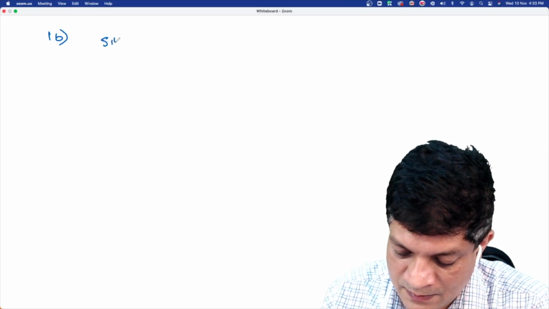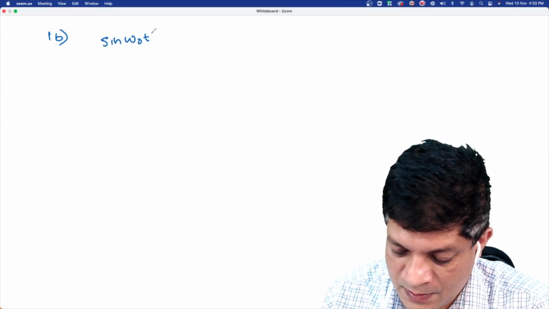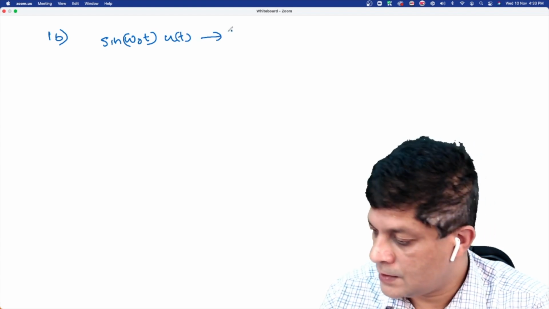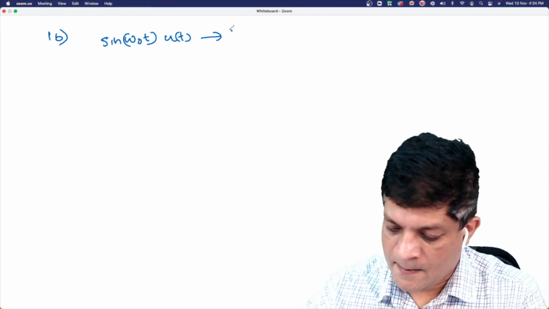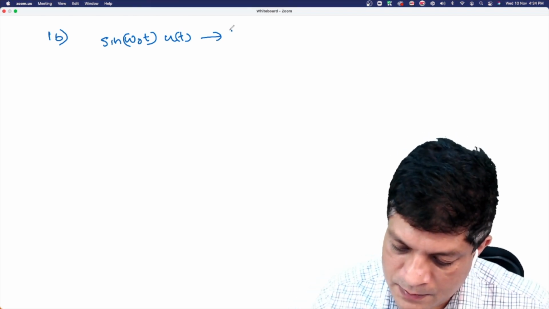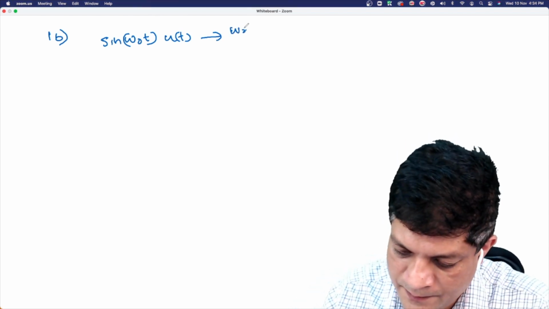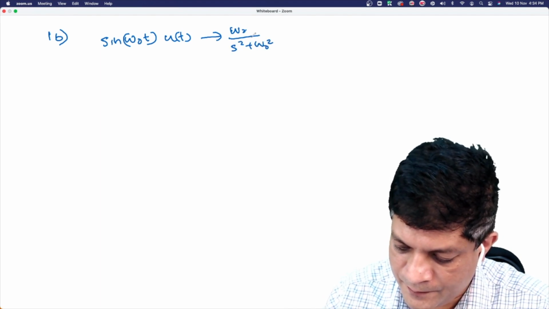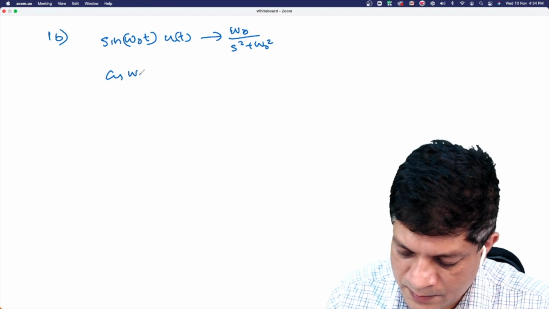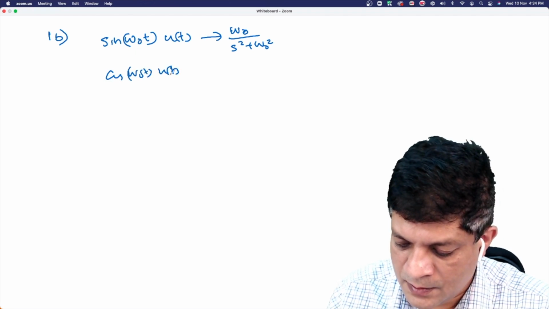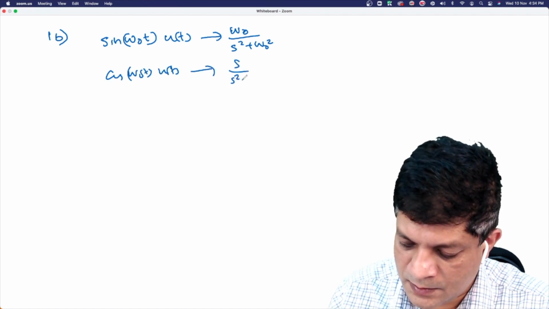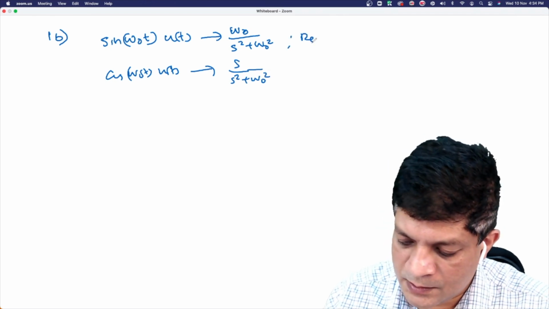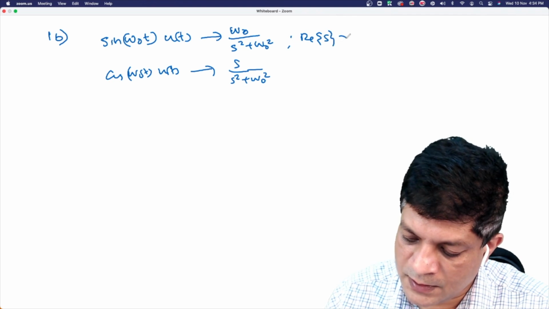Like sine omega naught t u(t). I think it is omega naught by s squared plus omega naught squared. And cos omega naught t u(t) is s by s square plus omega naught square. And this is real. Both ROC is real part of s greater than 0.